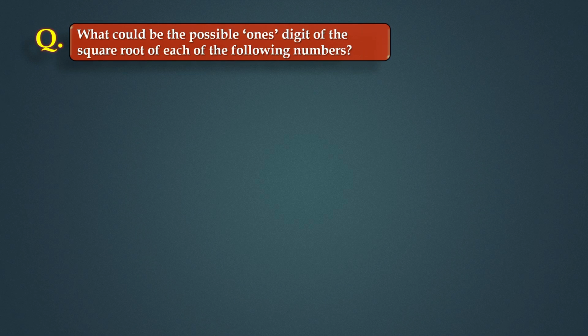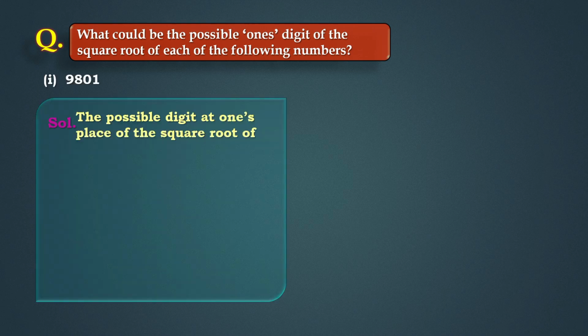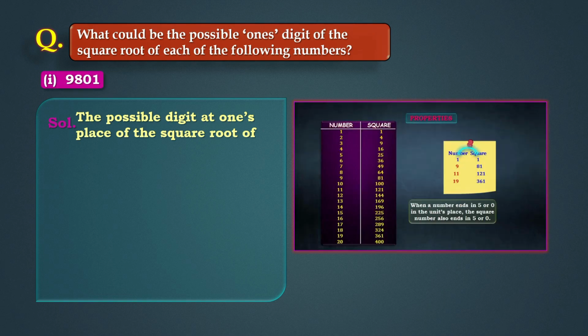Let us solve this question. We need to find the possible ones digit of the square root. First, look at the last digit of the number. For 9801, the last digit is 1. So, the square root can end with 1 or 9.